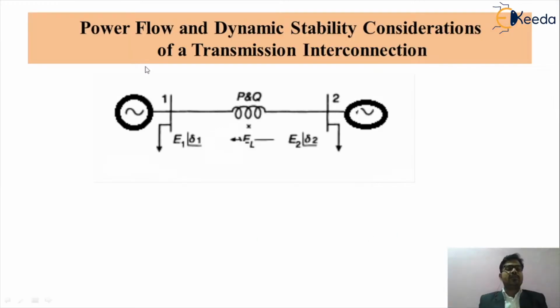Friends, for the sake of understanding the power flow and dynamic stability consideration of a transmission line, first of all we can understand a simplified form of a transmission line. As shown in the figure, this is the first voltage. We call it the sending end voltage, E1 at an angle of del 1, and this is the other voltage, E2 at an angle of del 2, where E2 is called the receiving station.